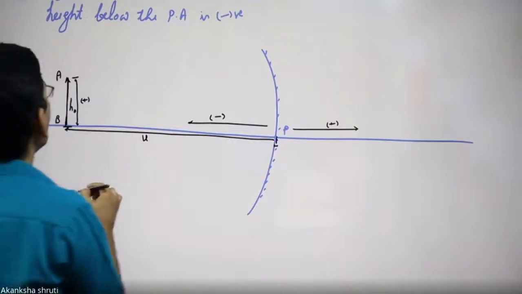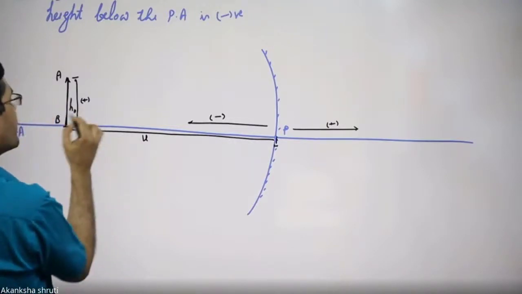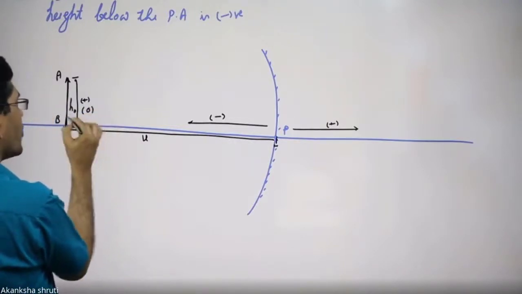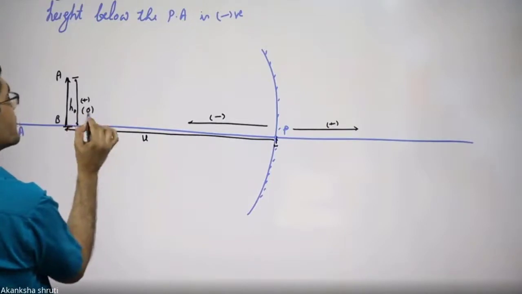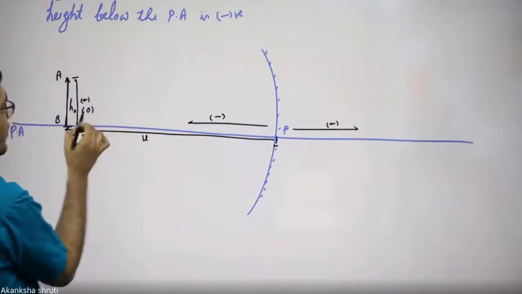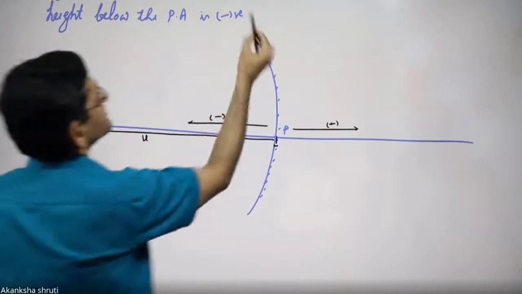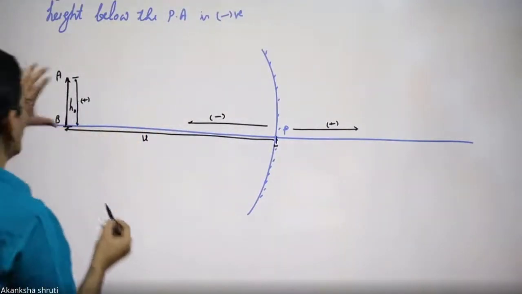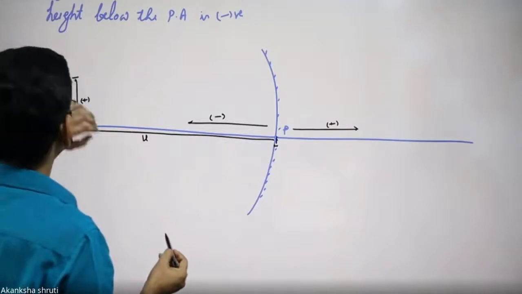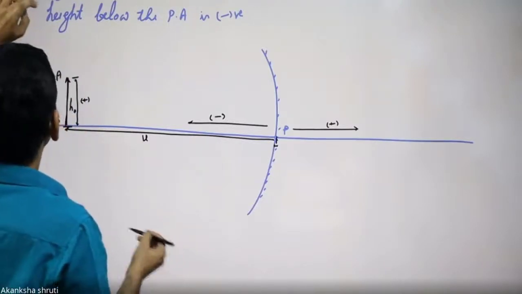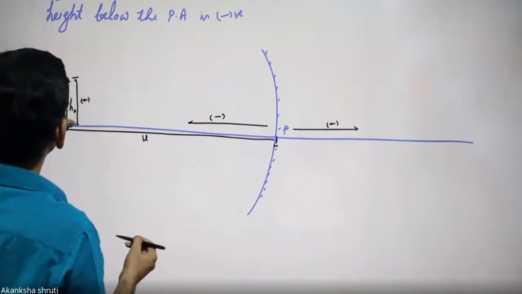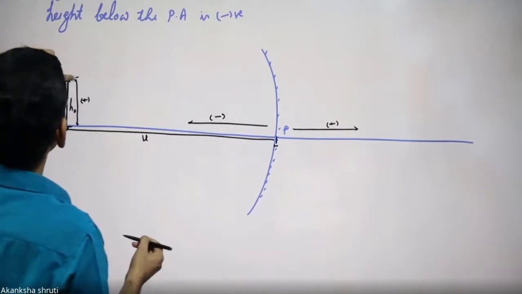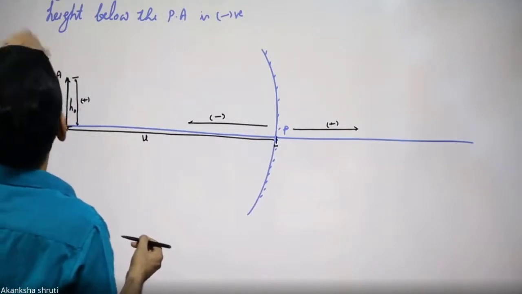Okay, students? Or simply sometimes only the letter O is used. Object height means O. But avoid this O, that creates confusion many a time. You must use this convention HO, height of object. Okay, students? Regarding the height of the object, the height above this principal axis is taken positive.